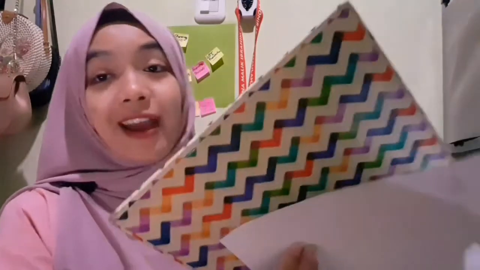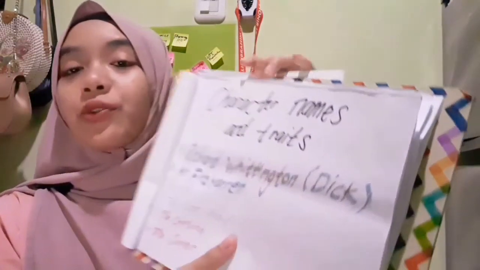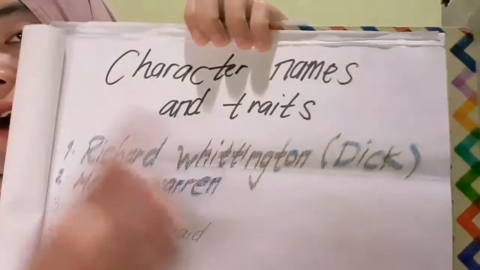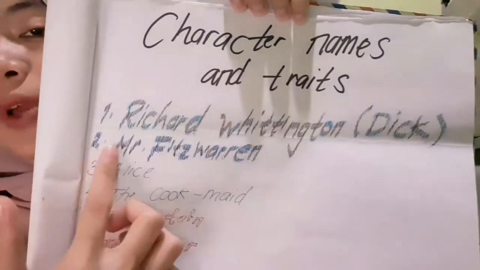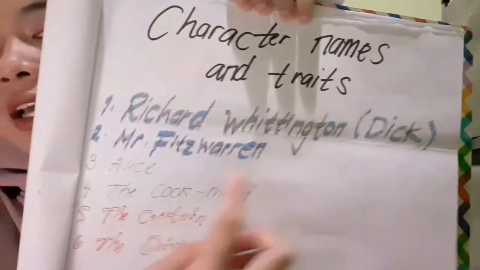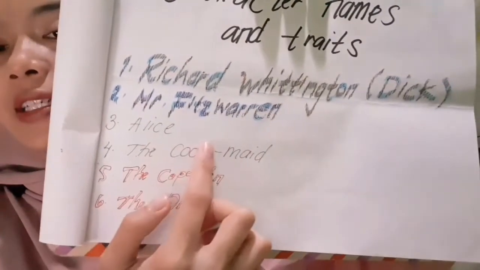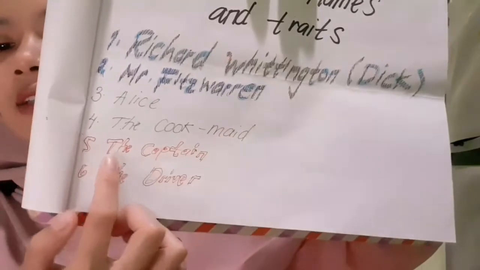We have the characters and their traits. First, we have Richard Whittington or Dick, Mr. Fitzwarren, Alice, the cook maid, the captain, and the driver. We have six characters. I will explain their traits. First, Richard Whittington, or Dick. Dick is a protagonist, and he is the main character of the story.